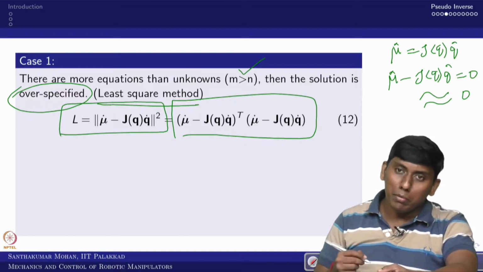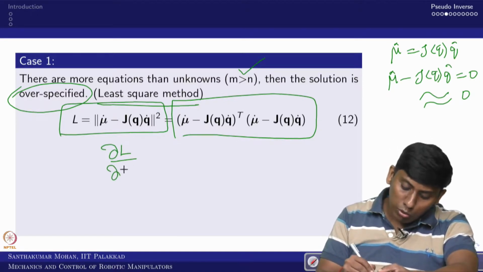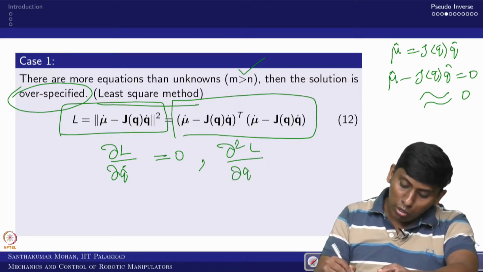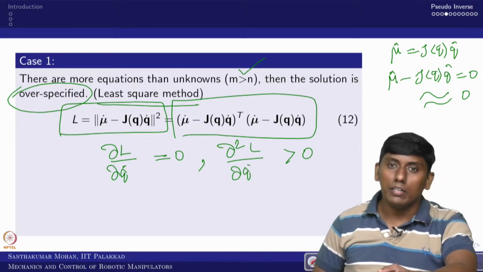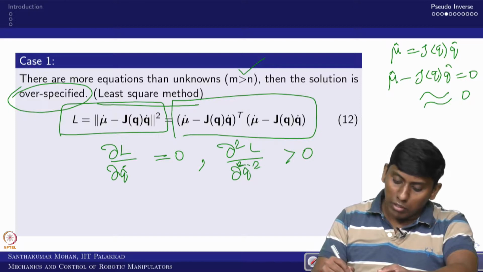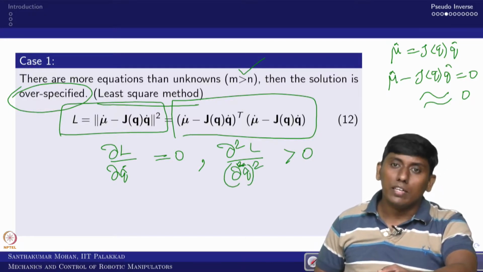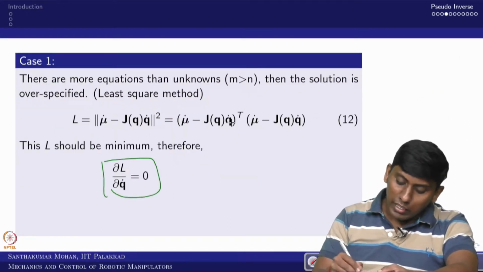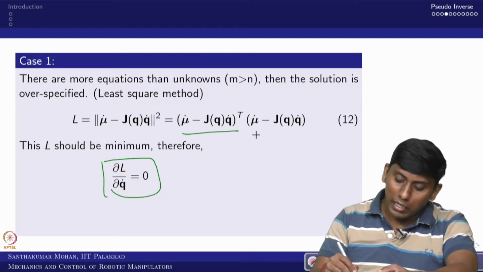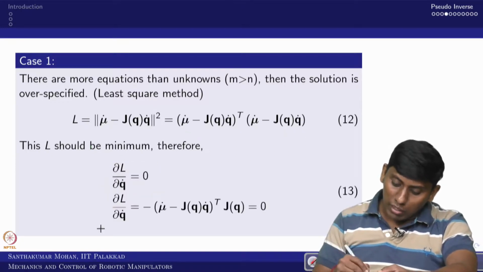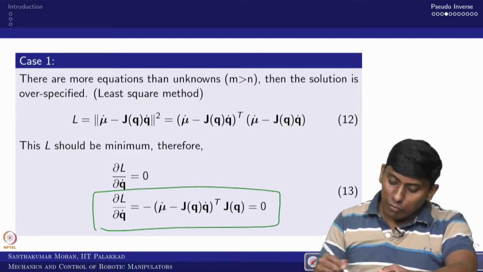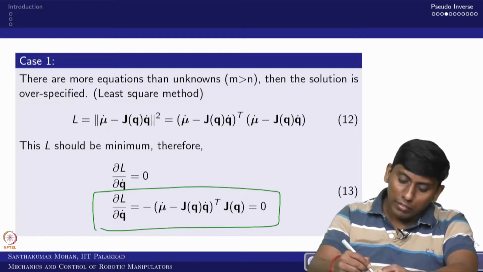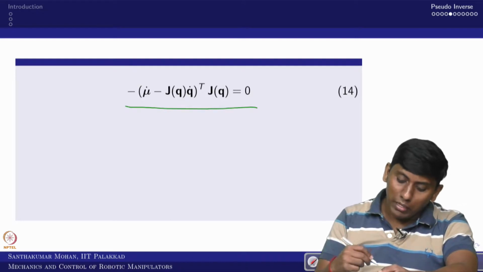Now if this is minimum, the partial derivative of L with respect to q dot is supposed to be 0, provided the second partial derivative of L with respect to q dot is greater than 0. So you can do the first partial derivative. This term would be retained and this can be taken. Now if you substitute equal to 0, you pre-multiply everything, and then you multiply that.